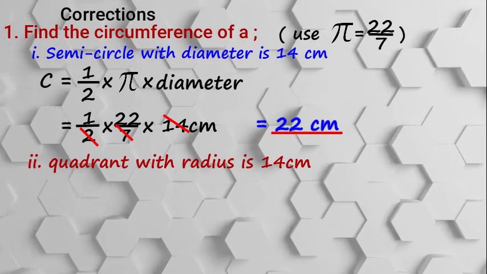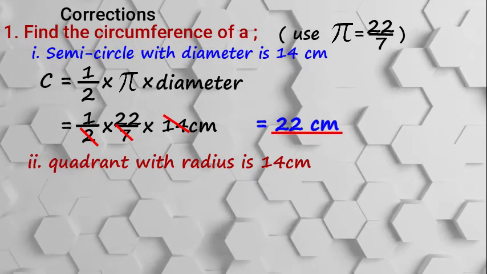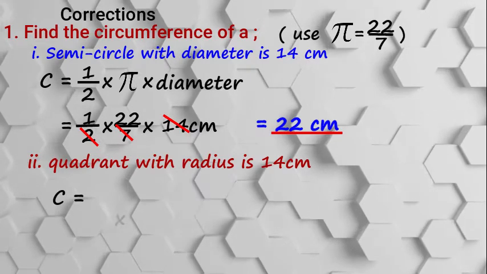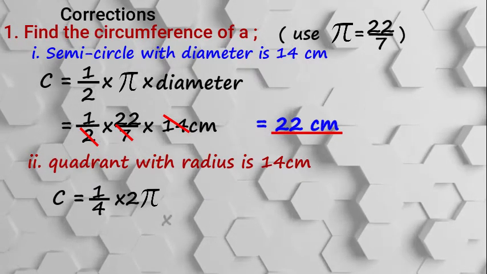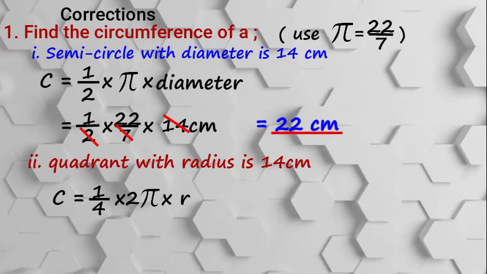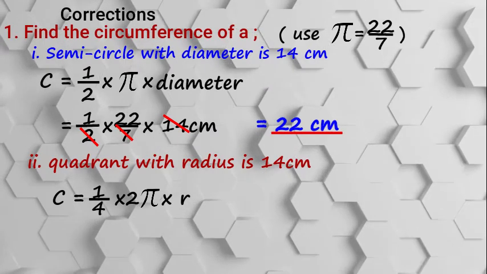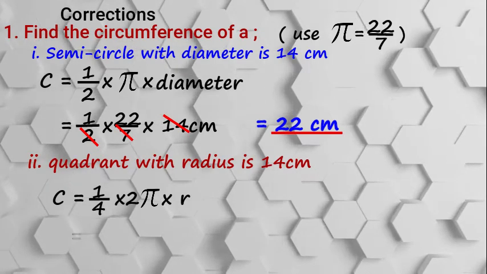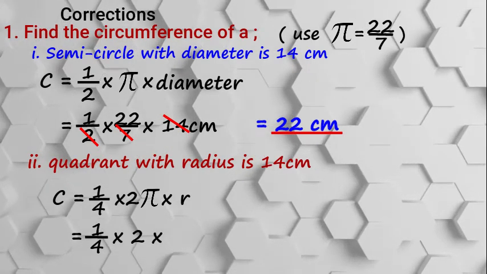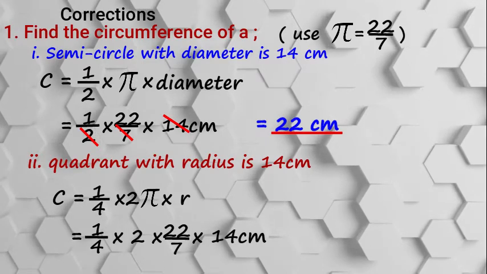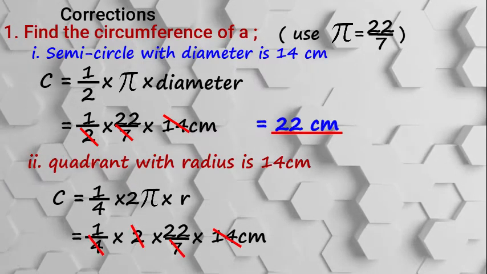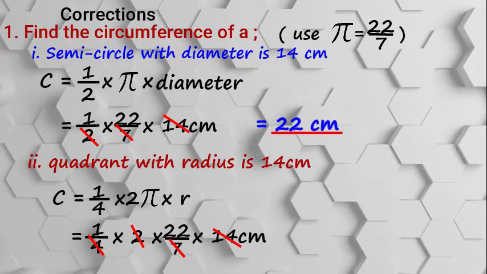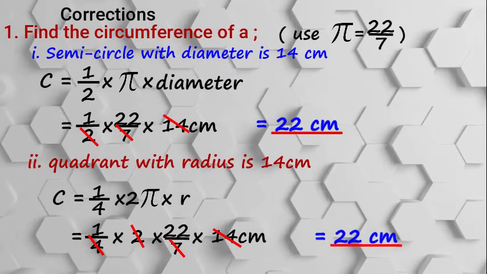Part B, a quadrant is a quarter of a circle. By formula, circumference of a quadrant is given by a quarter times 2 pi r. Remember, pi is 22 out of 7 and radius 14 centimeters. So it is a quarter times 2 times 22 out of 7 times 14 centimeters. Remember to write the units correctly. And this gives us 22 centimeters.